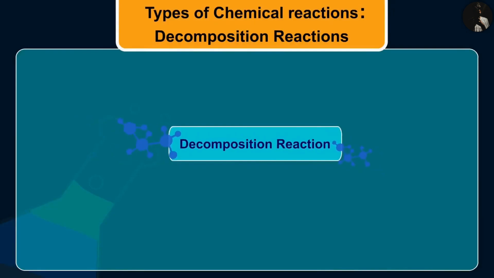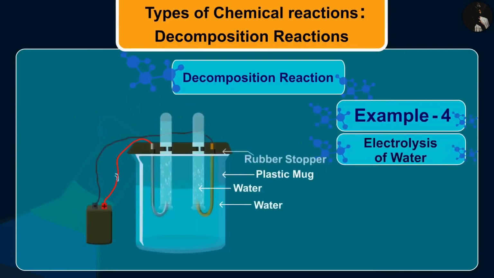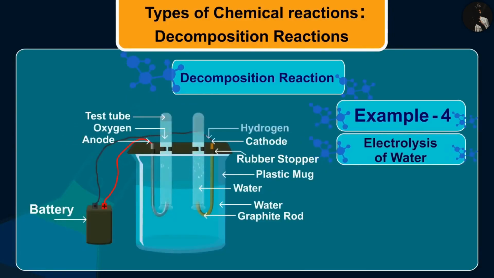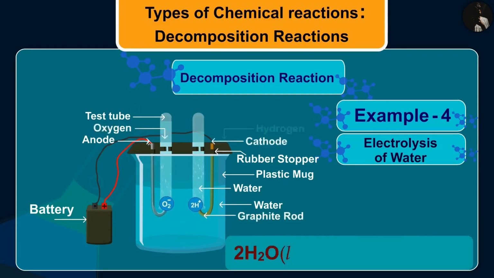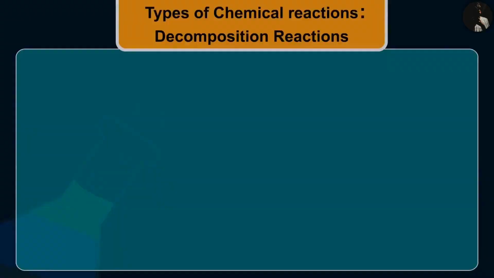Friends, let us discuss an interesting decomposition reaction, which is electrolysis of water. Yes, children, water can be broken down into H2 and O2 on passing an electric current through it. The chemical equation for this is 2H2O results in 2H2 plus O2.